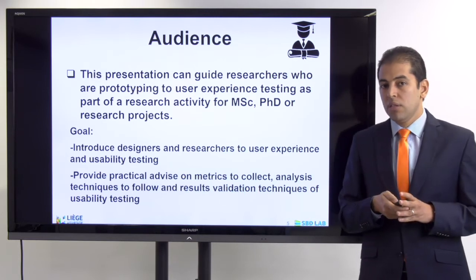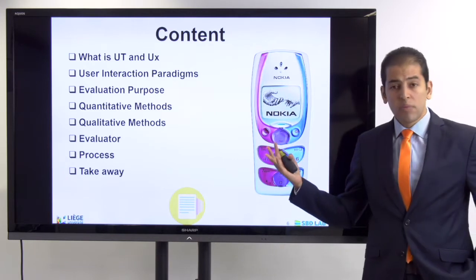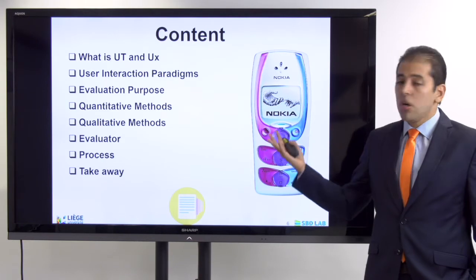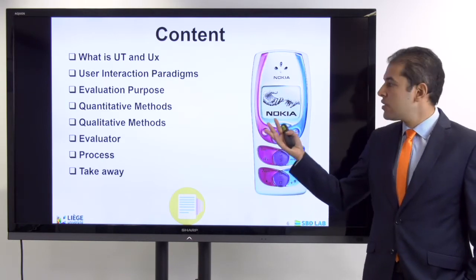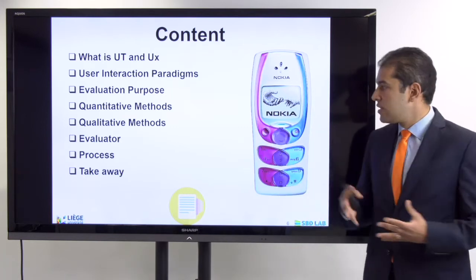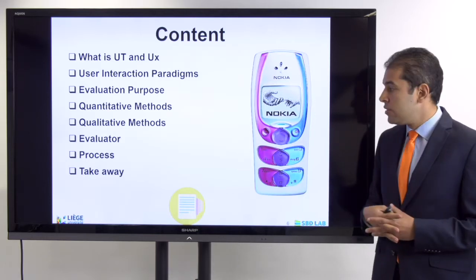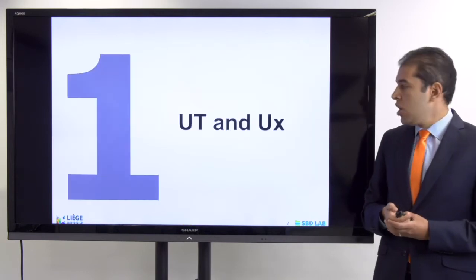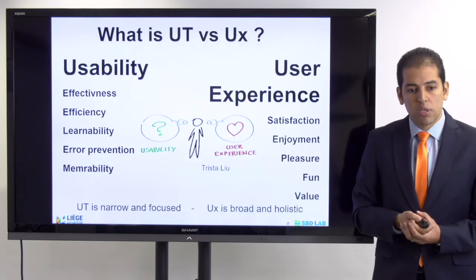The structure of the presentation is mainly: I will explain what is usability testing and what is user experience in general, what the user interaction paradigms are, how to evaluate the purpose, what the quantitative and qualitative methods for usability testing are, who should be the evaluator in a usability testing experiment, what the process is, and finally some takeaway messages. First of all, the key question: what is usability testing and what is user experience?